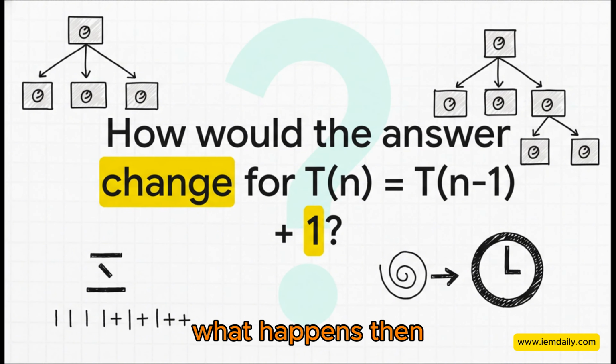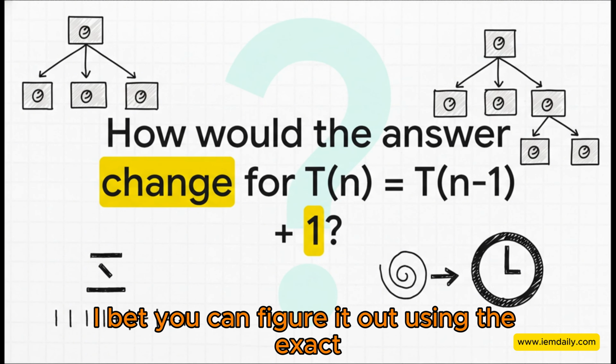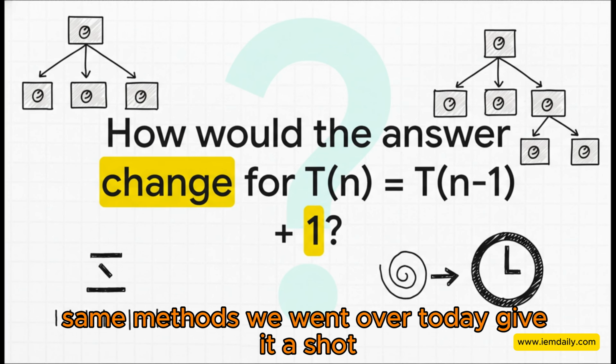What happens then? Try drawing the recursion tree for that one. What does the sum look like? I bet you can figure it out using the exact same methods we went over today.